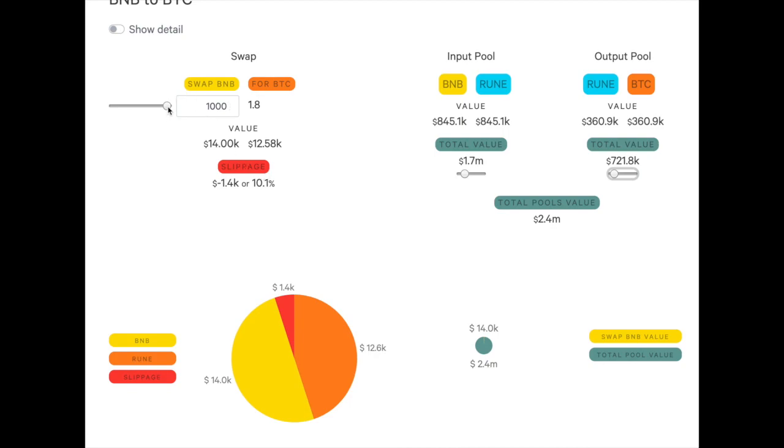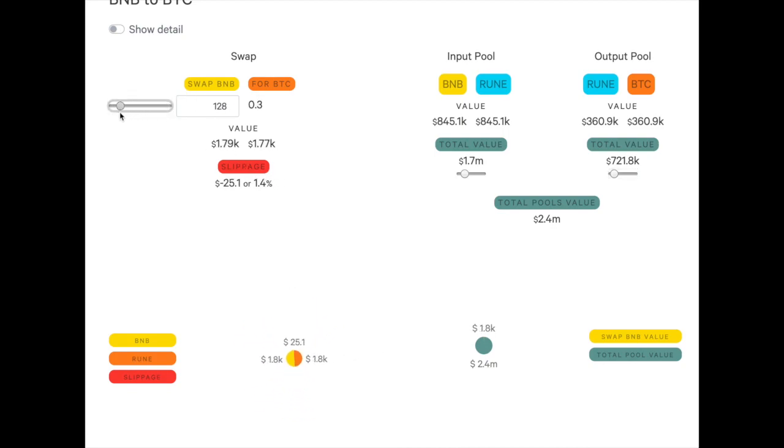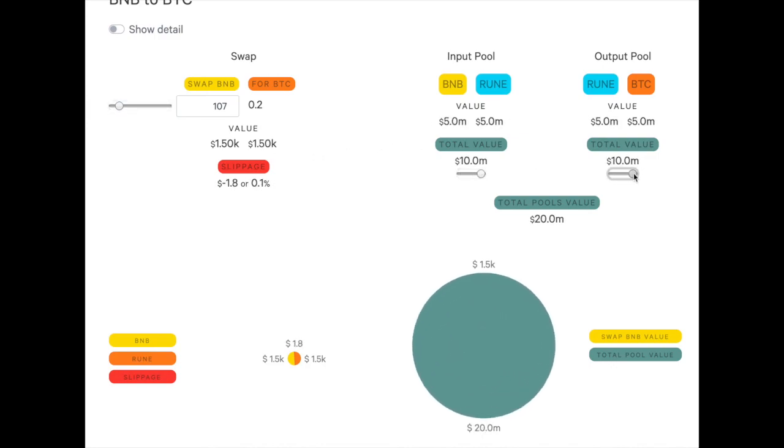On the other hand, if we reduce the amount which is being swapped and we increase the total, if we max the value of these pools out, obviously there's no maximum value of these pools, I don't think, but just for the case of simplicity of these sliders there is. Now the swap value is low, you can't even see it on here, and the total pools value is high, and so the slippage is also low.